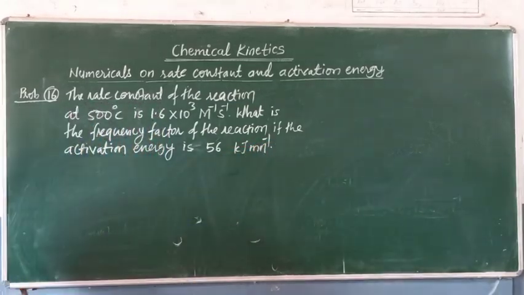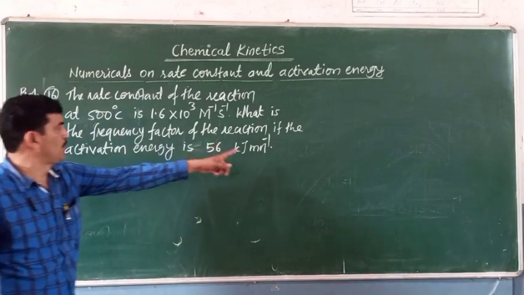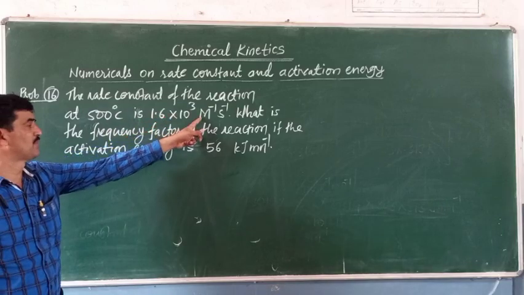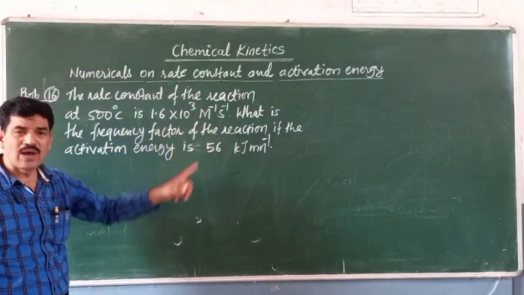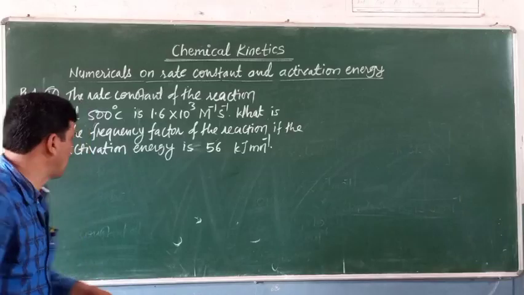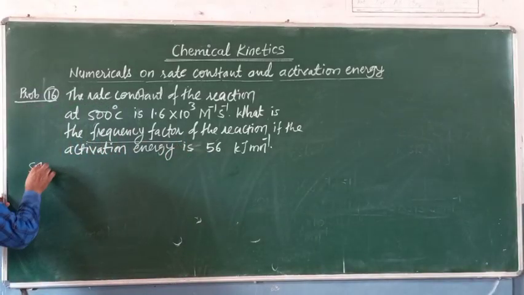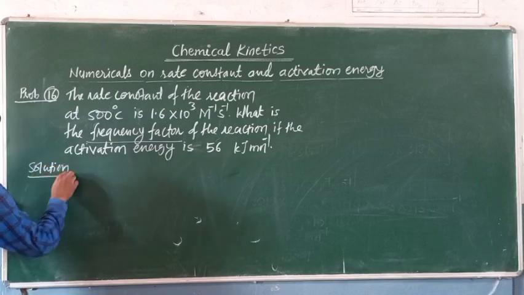So in this problem, the activation energy is given as 56 kilojoule per mole, the temperature is given, and at this temperature the rate constant of the reaction is also given. Here we have to find the pre-exponential factor, which is also known as the frequency factor. So, solution of this problem: first of all, find the given values.